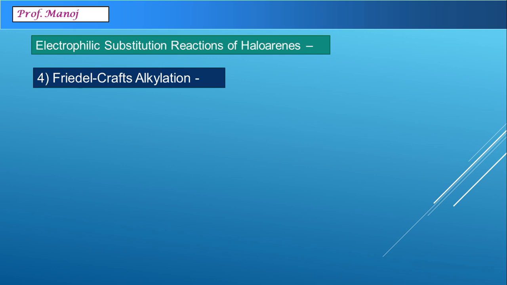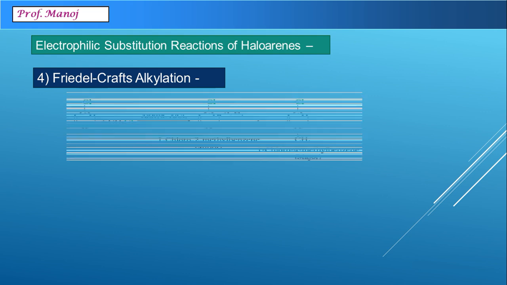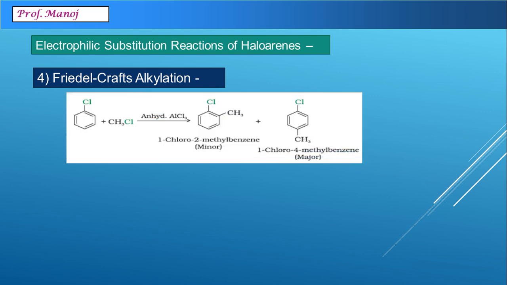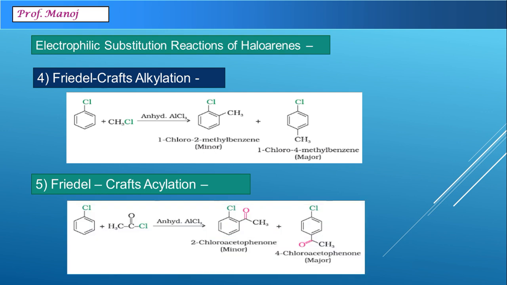We now do two reactions which we call Friedel-Crafts reactions. The first is Friedel-Crafts alkylation. Chlorobenzene is treated with chloromethane, methyl chloride. Always for a Friedel-Crafts reaction, the catalyst is anhydrous AlCl3. The ortho and para products are obtained, and the para product is once again the major product. In Friedel-Crafts acylation, the attacking reagent is COCH3, and the COCH3 electrophile comes on the ortho and para positions. Once again, para is the major product.